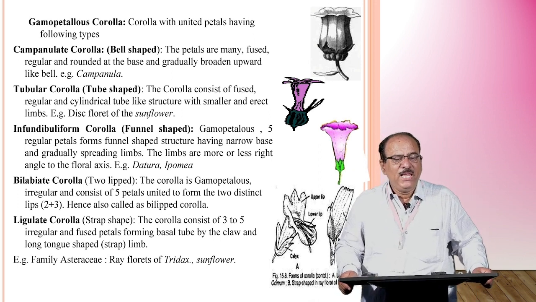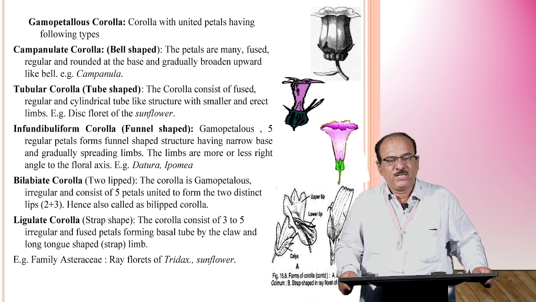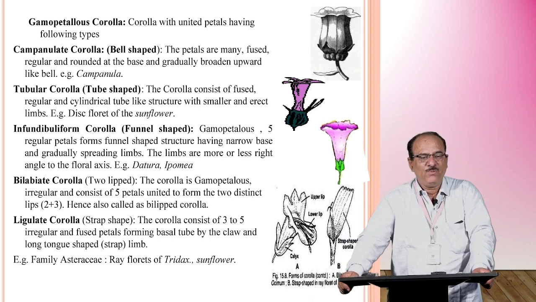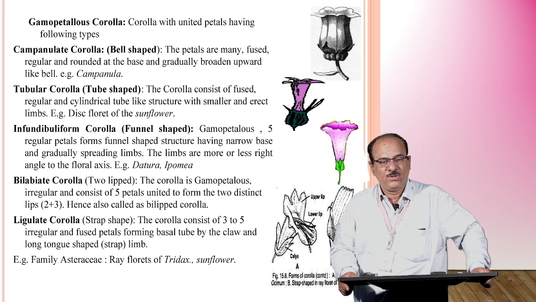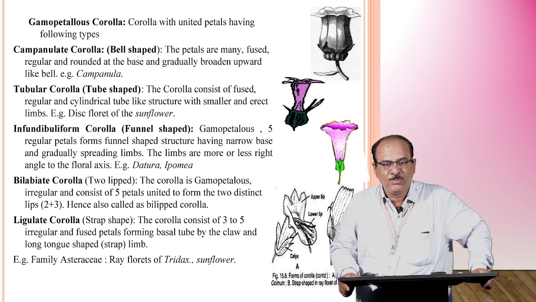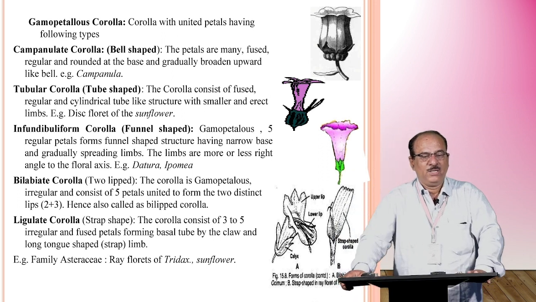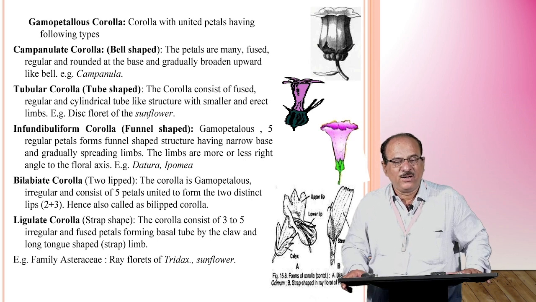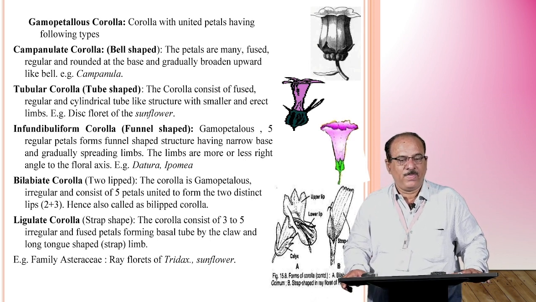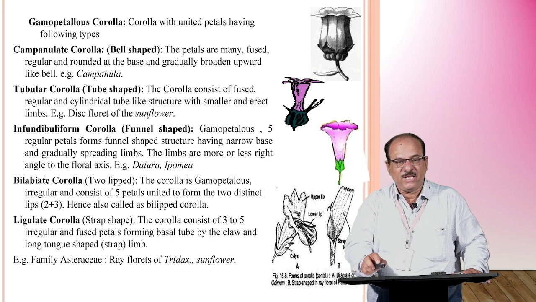Next one is the ligulate corolla. The corolla has 3 to 5 irregular and fused petals, forming a basal tube and a claw with a long strap-shaped tongue, which is the limb, especially in family Asteraceae.